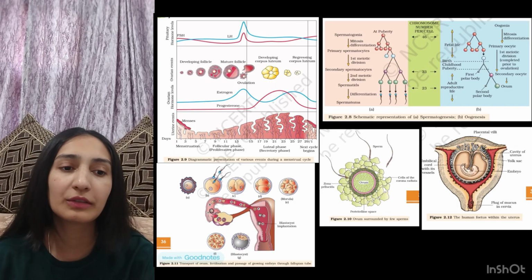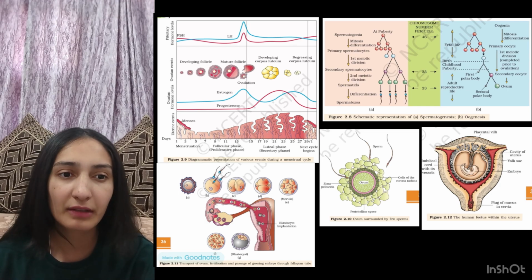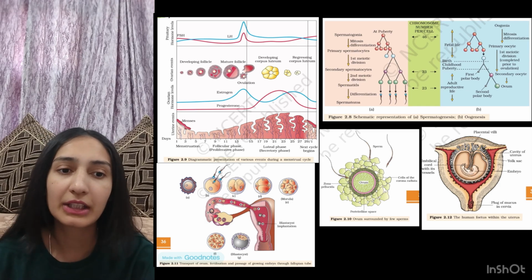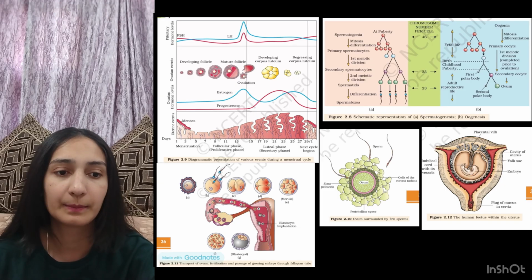Now figure 2.12 shows the human fetus within the uterus, where you can clearly see we have the placental villi, we have the umbilical cord with its vessels, we have the cavity of uterus, we have the yolk sac, and we have the embryo, and we have the plug of mucus in the cervix.